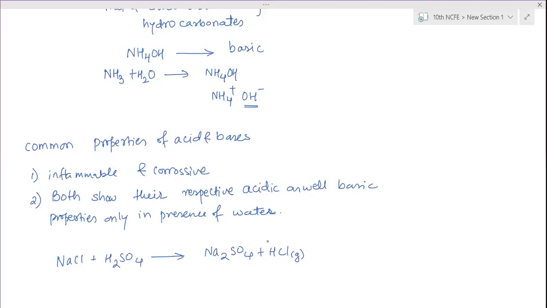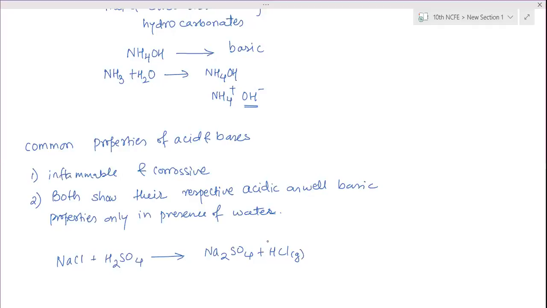And try to write proper informative answers. Don't think, okay, I know this much only, I will write this much only. No, that should not be done. You have to try to write proper specific answers. That should not happen in class 10th. Is it clear? Yes, ma'am.